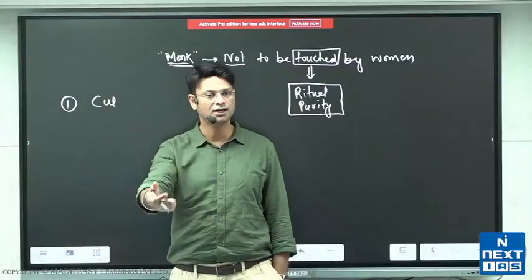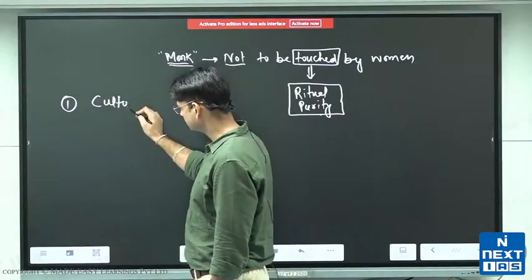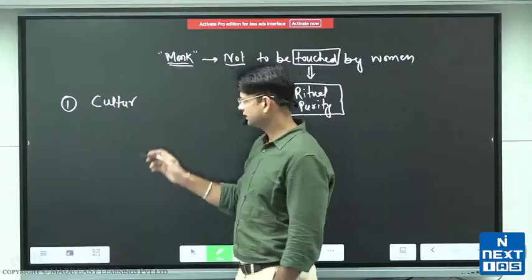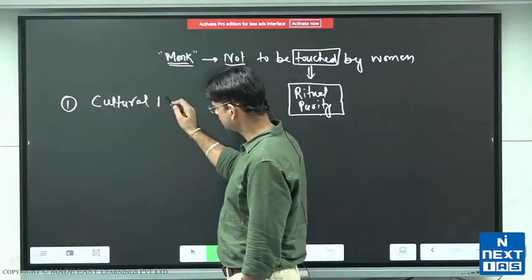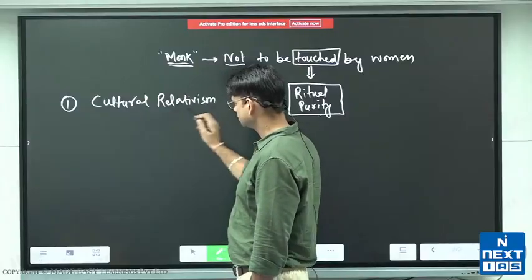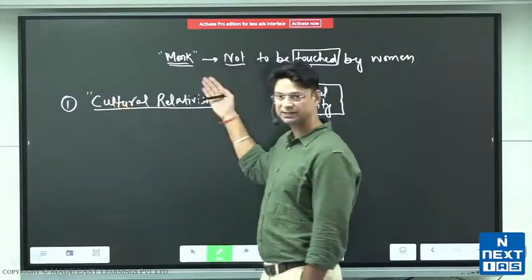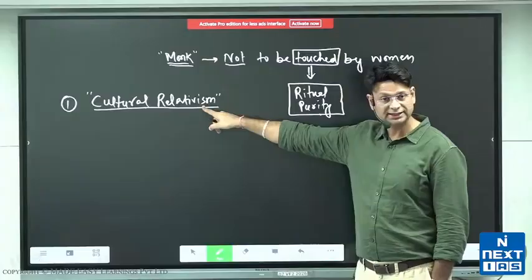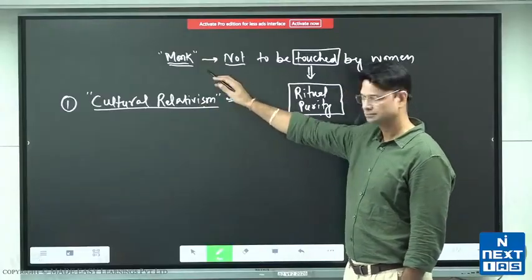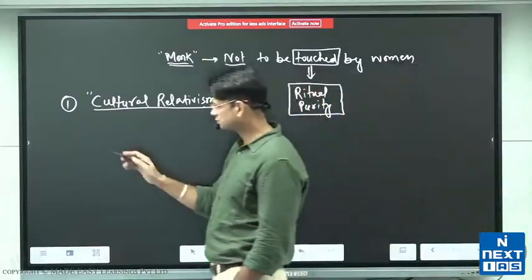Who are you to judge them? That's their culture, and culture has developed in the course of its own time. I am no one to judge them. That concept is called cultural relativism. When you look at this cultural practice through this relativistic lens, that means you'll say it is okay. It is okay. But there is another perspective also.